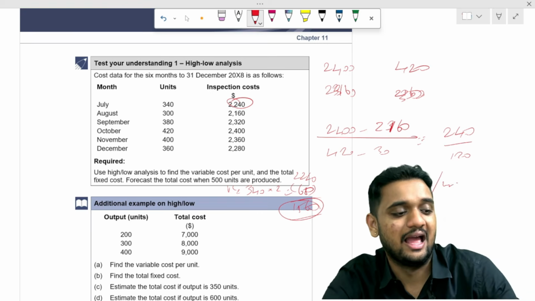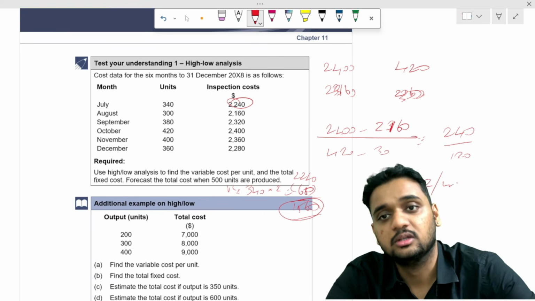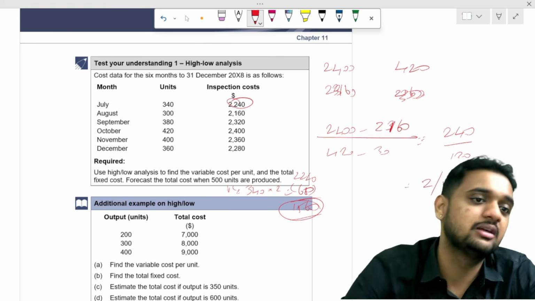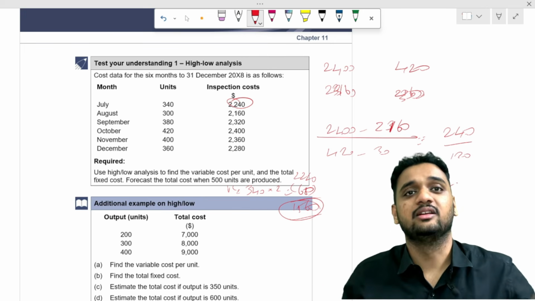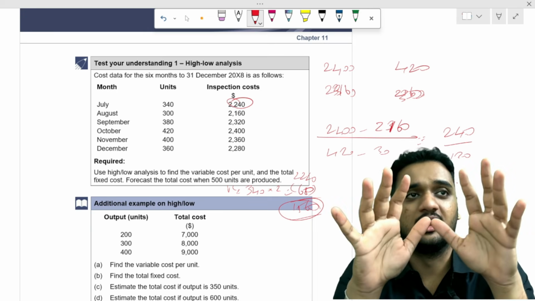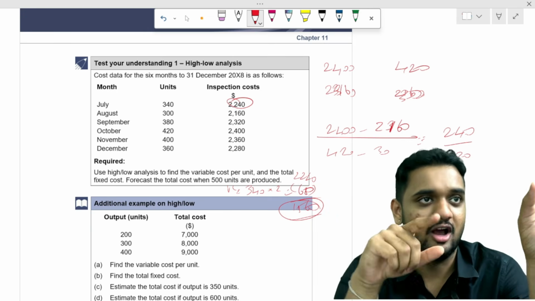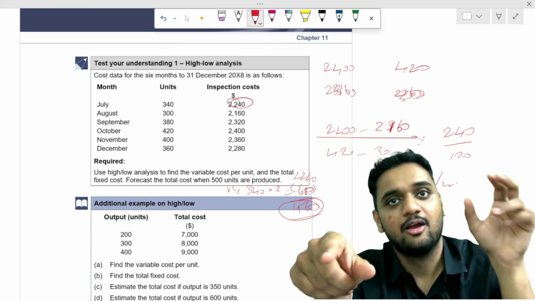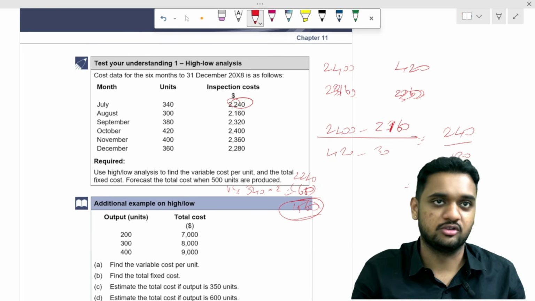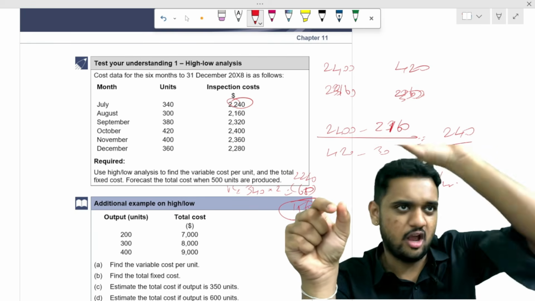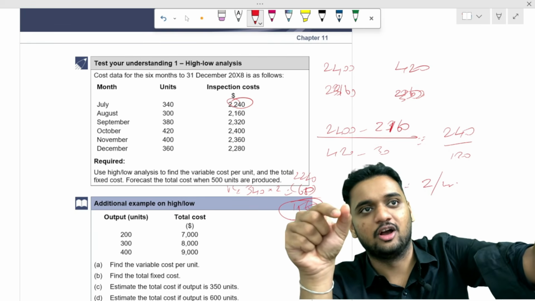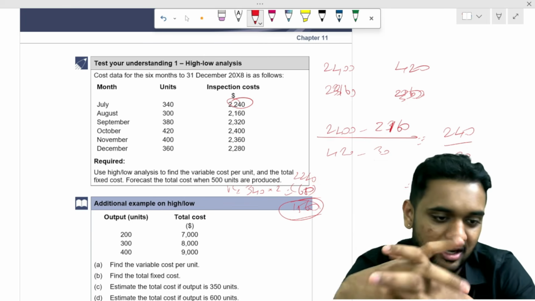This is called high-low analysis. Understood? So listen, what do you do in high-low analysis? First, you take highest cost minus lowest cost, divided by the difference in number of units, and you will get the variable cost per unit. You go to any of the equations, find the total variable cost, subtract it from the total cost, and you will get your fixed cost. Understood? Nothing is a balanced question.